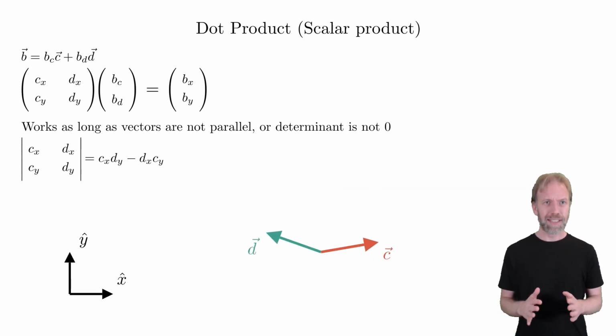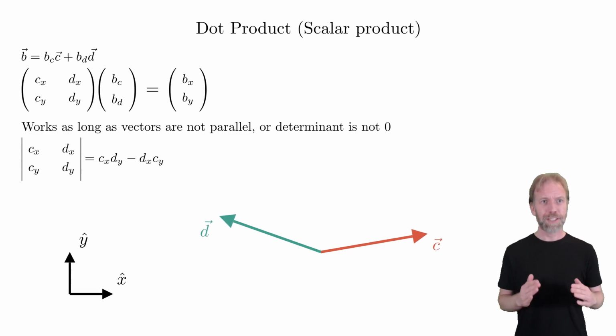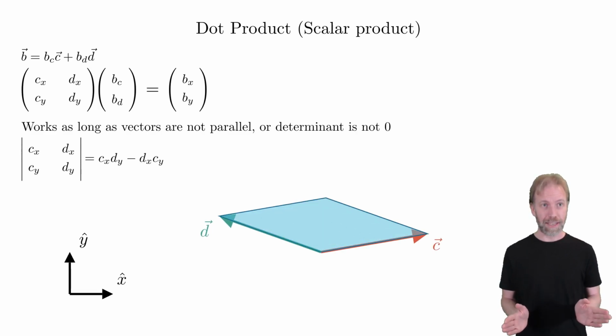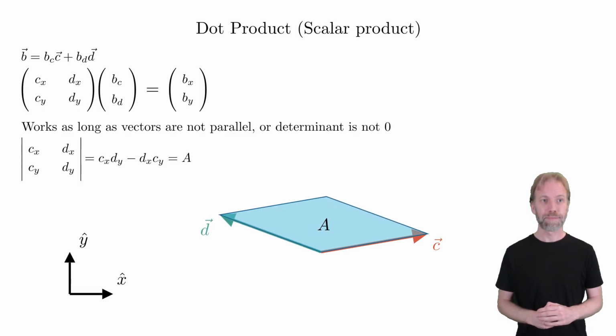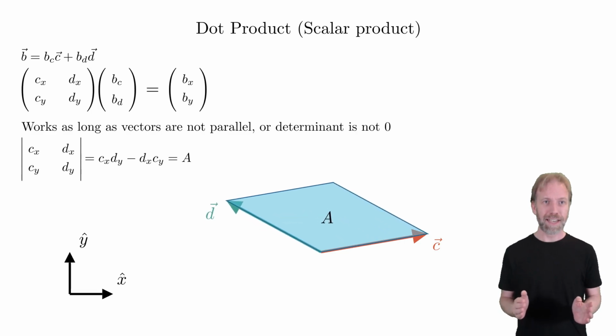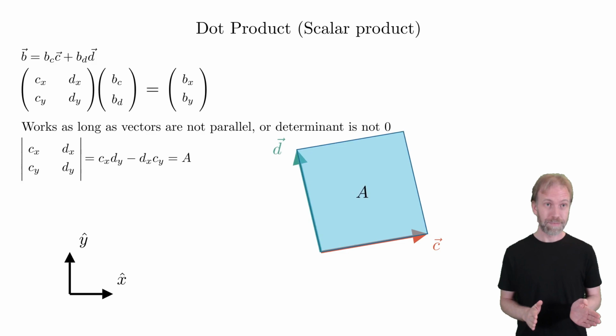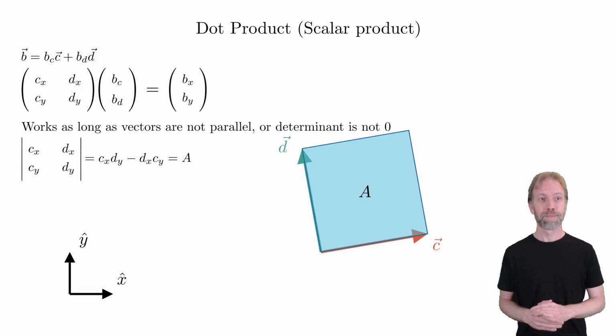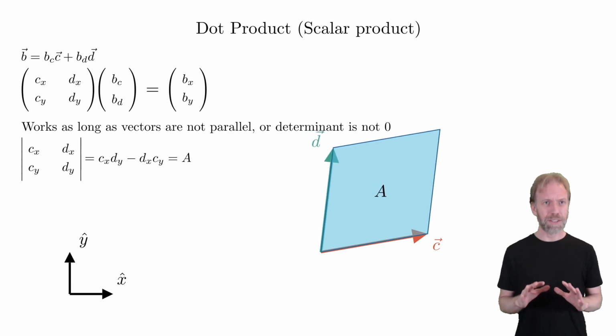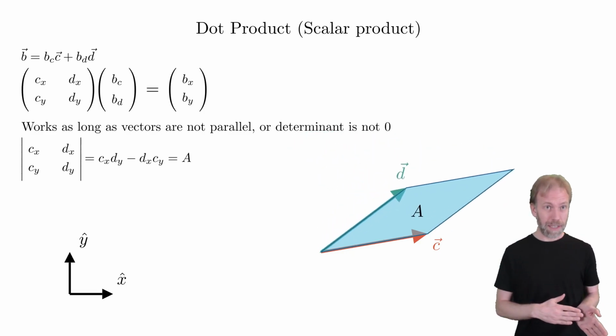Let us look at the vectors C and D. Assume that these two vectors create an area A. The 2D determinant will then be this area. The largest area we can create is when the vectors are orthogonal. While this area goes to 0 when the vectors are parallel.